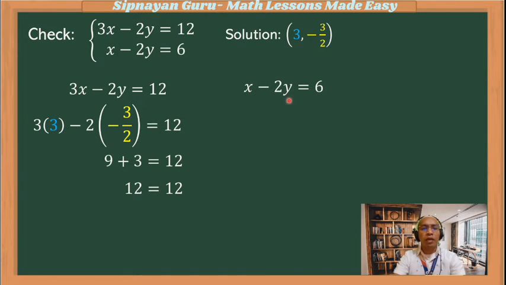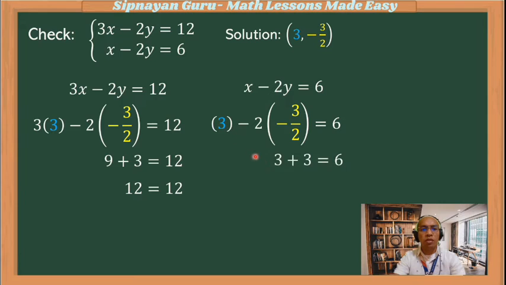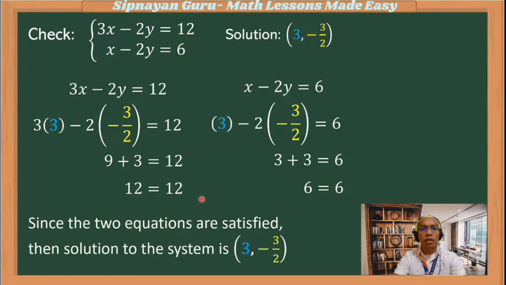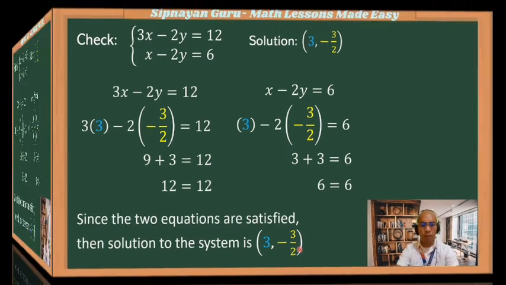Let's try to verify equation number 2. So the value of x is 3 minus 2 times the value of y, negative 3 over 2, is equal to 6. So this is 3, copy 3. So cancel out 2. So negative 1 times negative 3 is positive 3 is equal to 6. So 3 plus 3 is equal to 6. So both equations are satisfied. So therefore, the solution to the given system is 3 and negative 3 over 2.